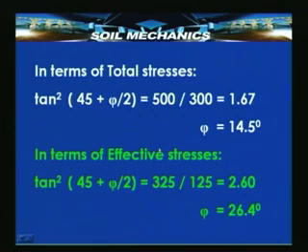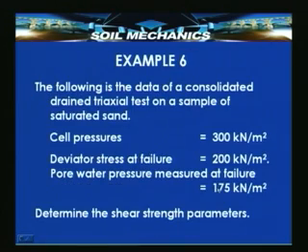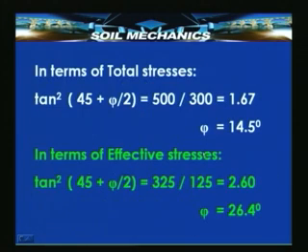And if we wish to use the effective stresses, what we need to do is to subtract the pore pressure from the values of sigma 1 and sigma 3. The pore pressure is 175, so if you subtract 175, you have 325 and 125, which gives you the effective angle of friction phi dash equal to 26.4 degrees.